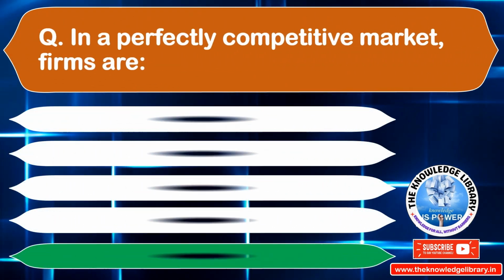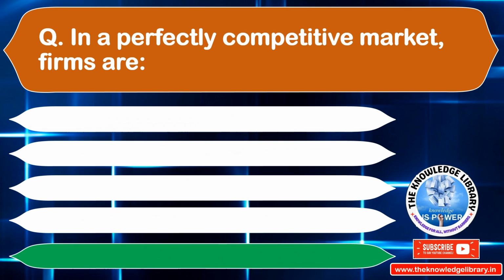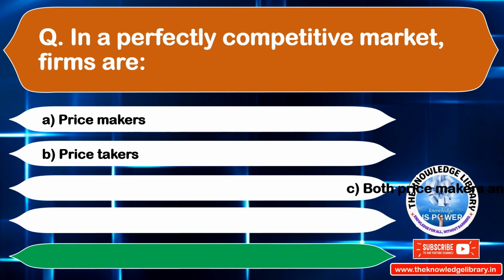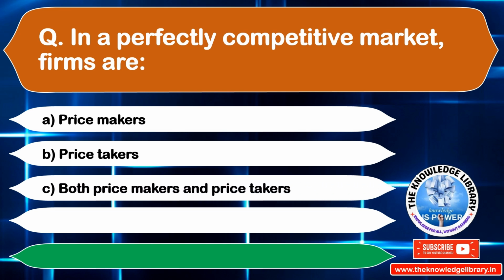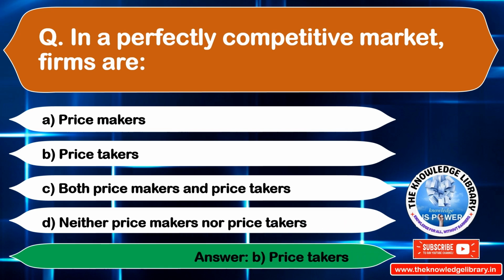In a perfectly competitive market, firms are: option A, price makers. Option B, price takers. Option C, both price makers and price takers. Option D, neither price makers nor price takers. The correct answer is option B, price takers. Move to the next question.